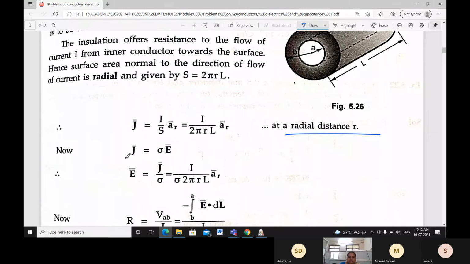And also we know that our current density is going to be sigma times E. From this, what is the electric field? I can go with J divided by sigma. J we already calculated, so substitute it here. You will be getting E as I divided by sigma 2 pi r into L, in the a_r direction.